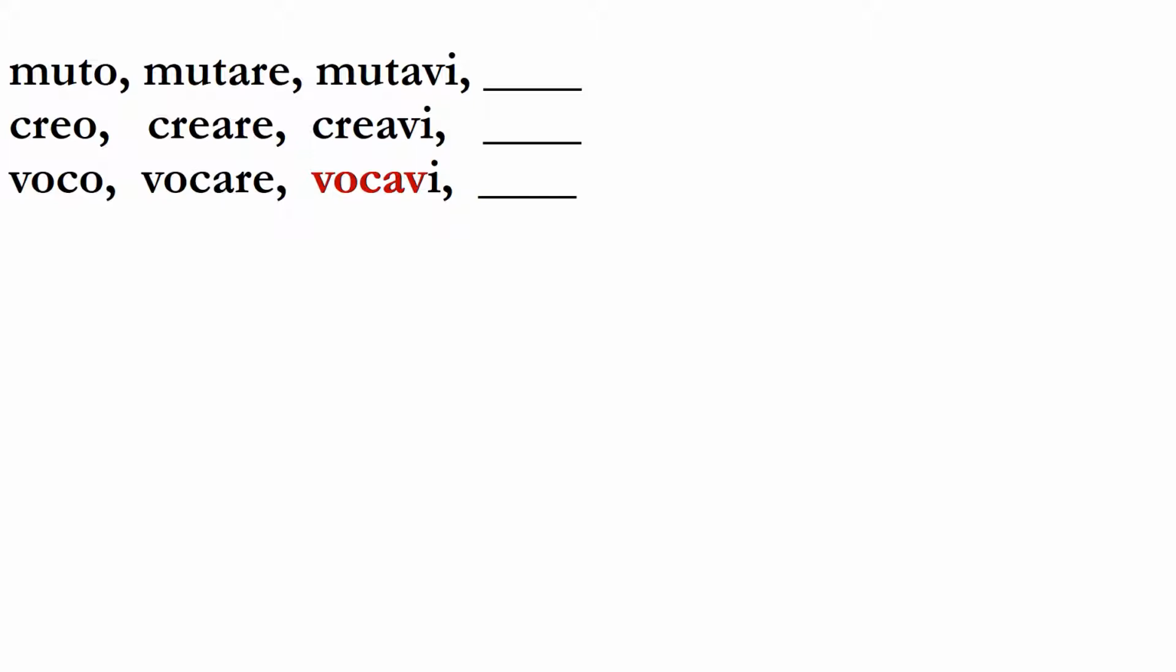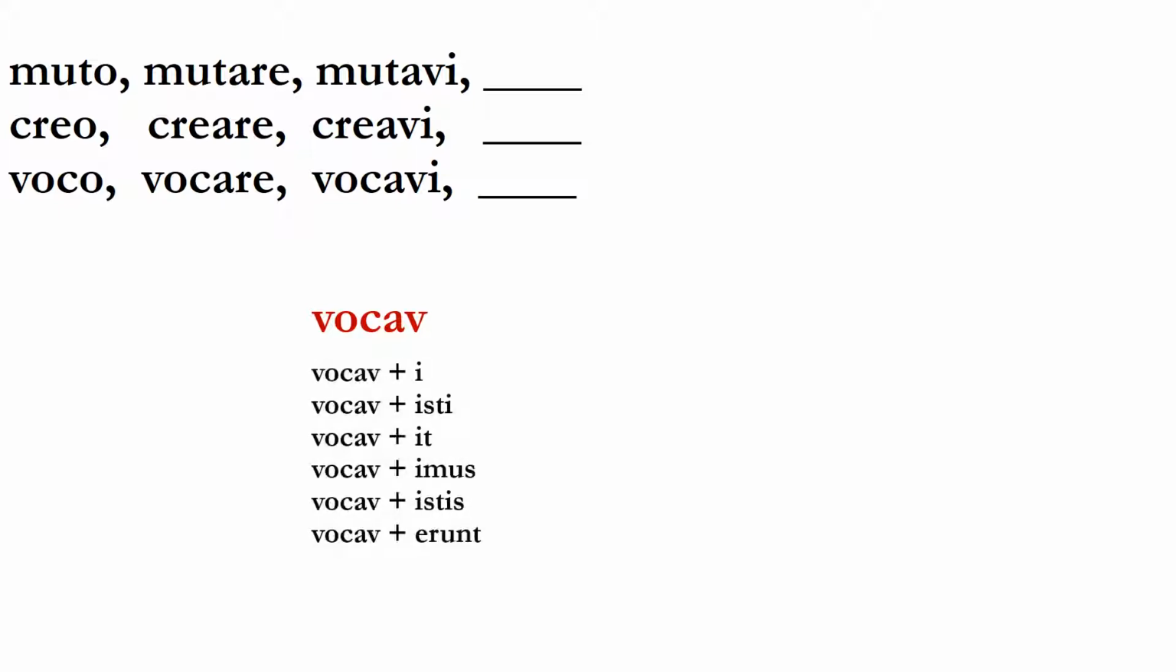Remember, the stem is the part of the verb that never changes. So it's onto this that we'll attach all of the endings to make the perfect tense. Those are the endings. Vocavi, vocavisti, vocavit, vocavimus, vocavistis, vocaverunt.